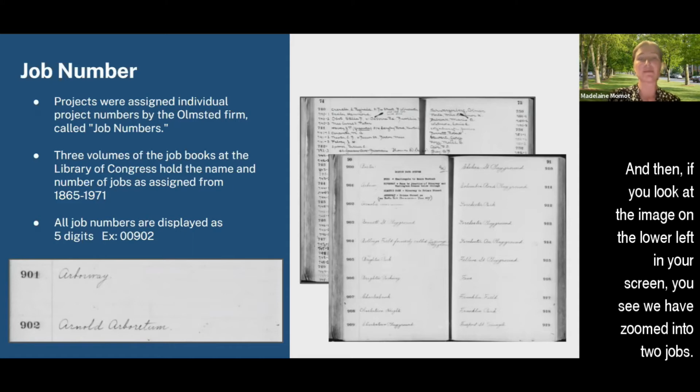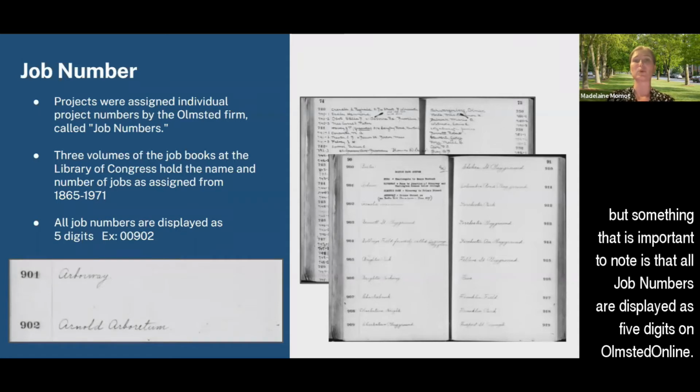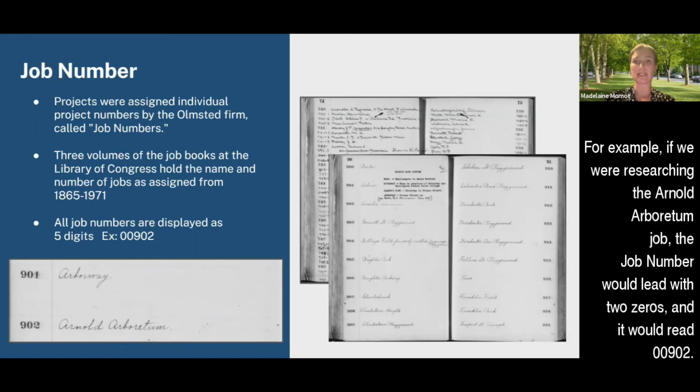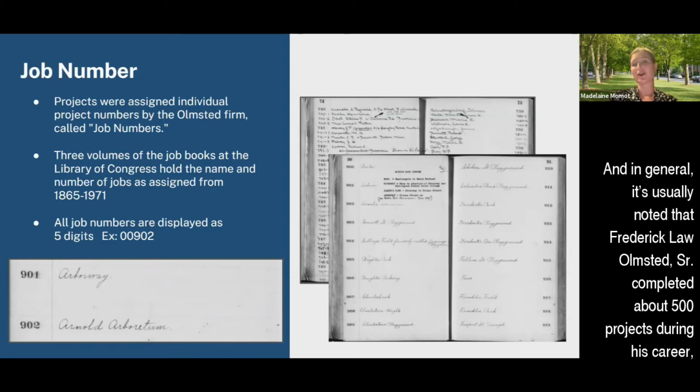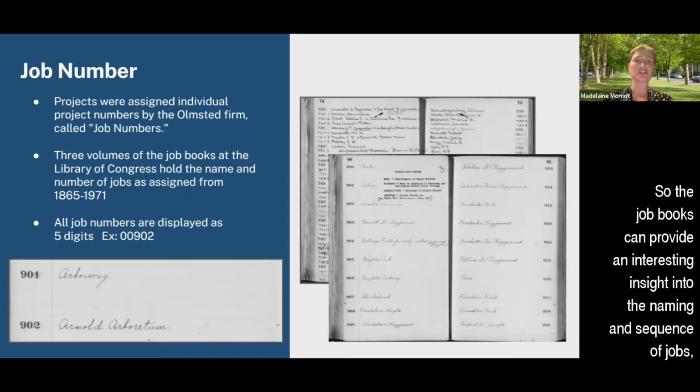And then if you look at the image on the lower left in your screen, you'll see we zoomed into 2 jobs. The first one reads 901 Arbor Way, and the one below it reads 902 Arnold Arboretum. But something that is important to note is that all job numbers are displayed as 5 digits on Olmsted Online. So for example, if we were researching the Arnold Arboretum job, the job number would lead with 2 zeros and it would read 00902. And in general, it's usually noted that Frederick Law Olmsted Sr. completed about 500 projects during his career, and that the Olmsted firm as a whole worked on well over 5,000 jobs.